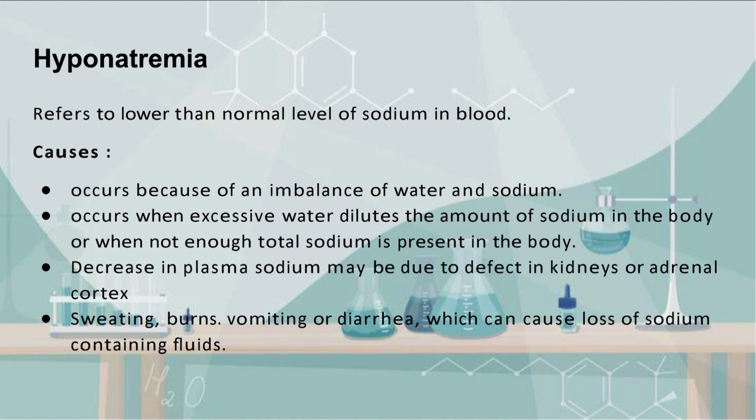Causes: occurs because of an imbalance of water and sodium. Occurs when excessive water dilutes the amount of sodium in the body or when not enough total sodium is present in the body. Decrease in plasma sodium may be due to defect in kidneys or adrenal cortex. Sweating, burns, vomiting or diarrhea can cause loss of sodium-containing fluids.